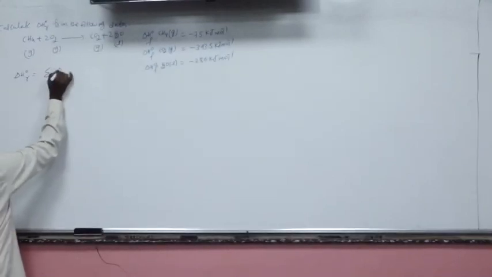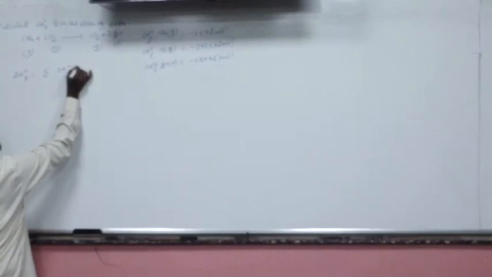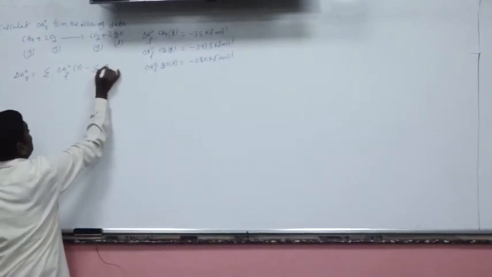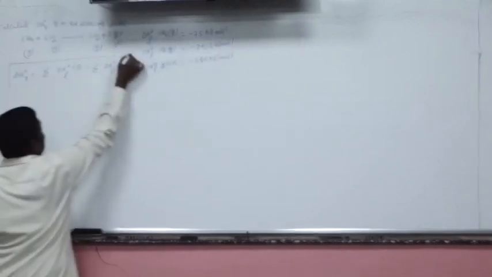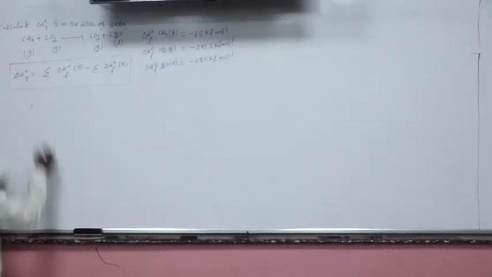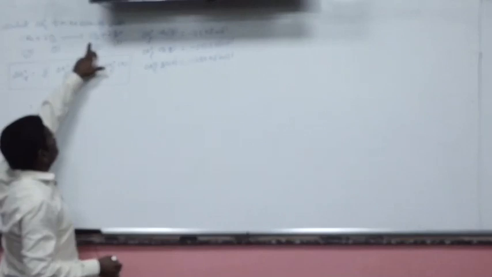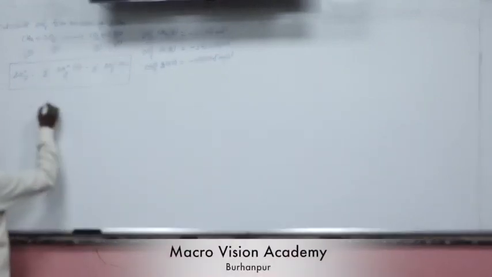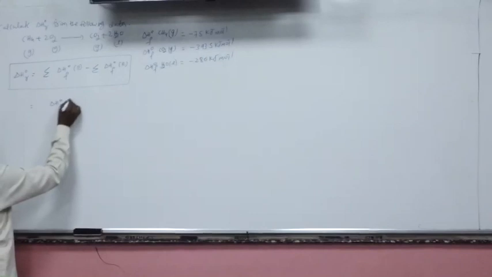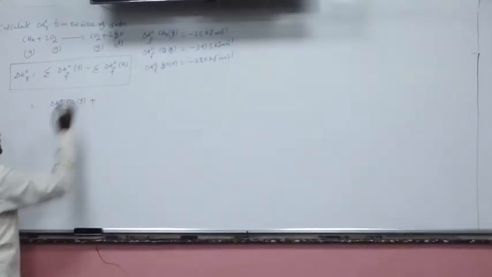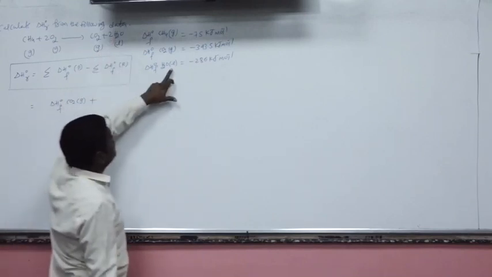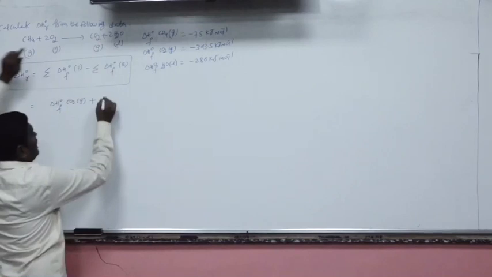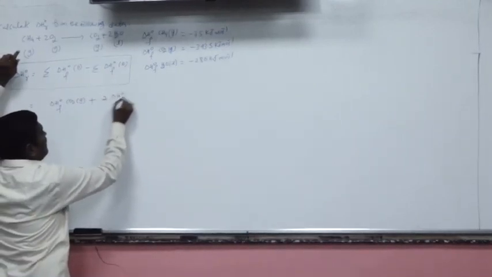Algebraic sum of the standard enthalpy of formation of products minus algebraic sum of standard enthalpy of formation of reactants. This is the formula to calculate the standard enthalpy of a given reaction. What are the products here? Carbon dioxide 1 mole and water 2 moles. Shall I write standard enthalpy of formation of carbon dioxide plus how many moles of water given to you? 2 moles, but the standard enthalpy corresponds to 1 mole, so I am taking the stoichiometry also: 2 into standard enthalpy of formation of water.